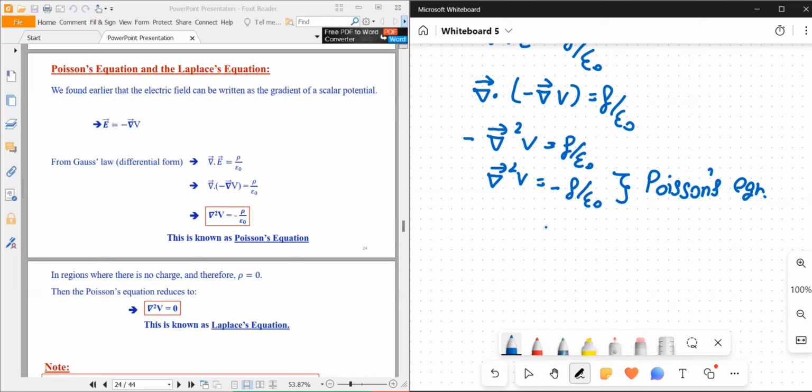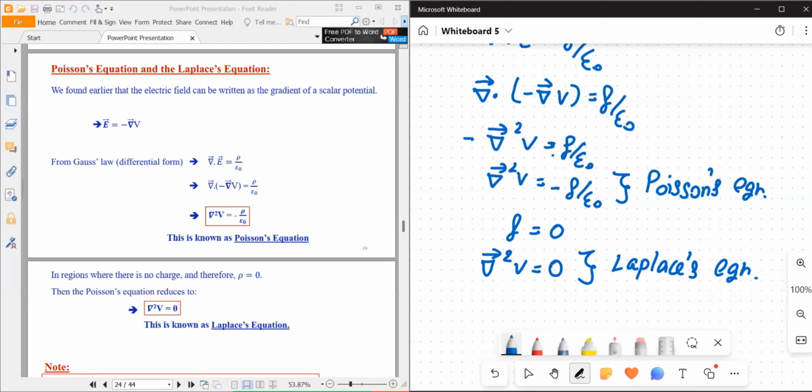In a region where there are no charges, rho will be 0. So the charge density will be 0. In those cases, we have del squared V is equal to 0, since rho is 0. This equation we call the Laplace equation.